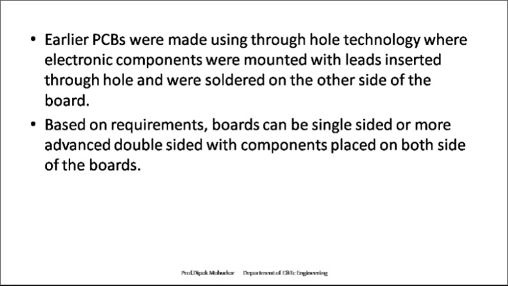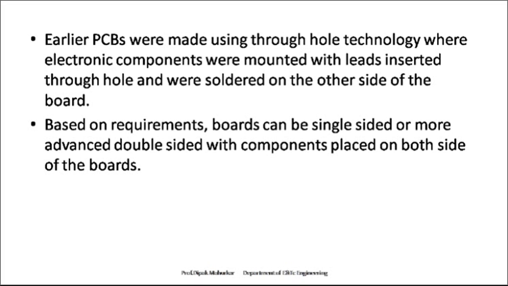right? So earlier PCBs were made using through hole technology, where electronic components were mounted with leads inserted through holes and were soldered on the other side of the board. So based on the requirement, the board can be single sided or more advanced double sided, with components placed on both sides of the board. Okay, we know that.